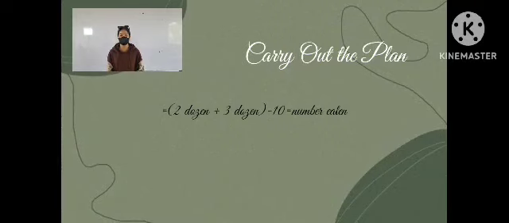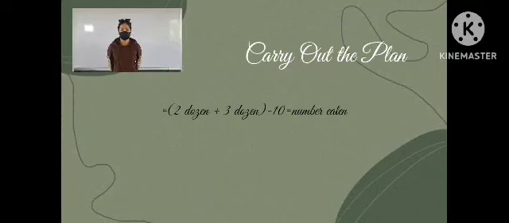Carry out the plan. The third step of Polya's process is to carry out the plan. Our plan involved the sub-goal of finding out how many cupcakes we made in total. After that, we needed to know how many were eaten if only 10 remained after the whole party. To find out, we wrote an equation that would resolve the sub-goal while working toward the main goal. So, 2 dozen plus 3 dozen minus 10 equals number 18.